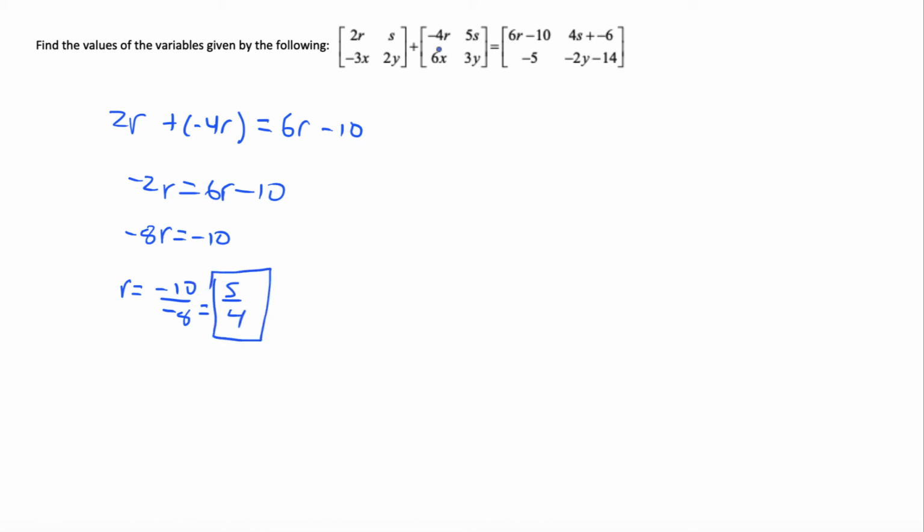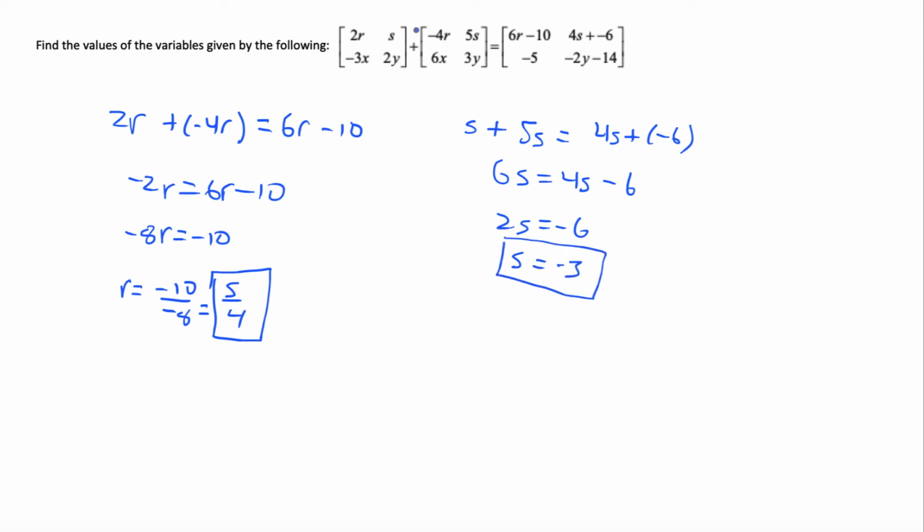And we should be able to do the same for the other entries. You notice that this entry plus this entry here should equal that one. So S plus 5S should equal 4S plus negative 6. So this is 6S here, which equals 4S. This is just a minus 6 here. I'll subtract the 4S from both sides, so 2S is equal to negative 6. So when we divide by 2, S equals negative 3. So we have found the value of S, negative 3.